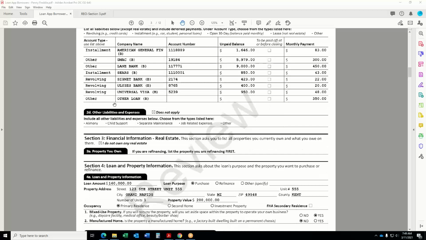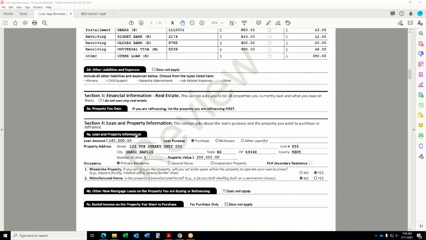Section 2 is now going to collect other liabilities and expenses. So removed from the declarations page is alimony, child support, and separate maintenance. If we have any other liabilities that the borrower needs to disclose, it would be collected in this section as well. It's simply going to list out the account type and the monthly obligation.